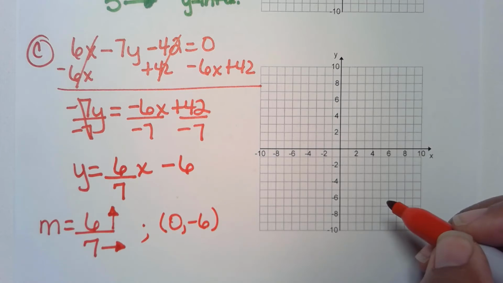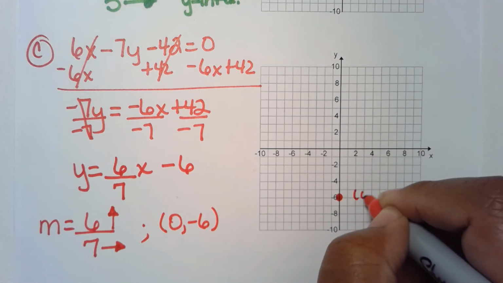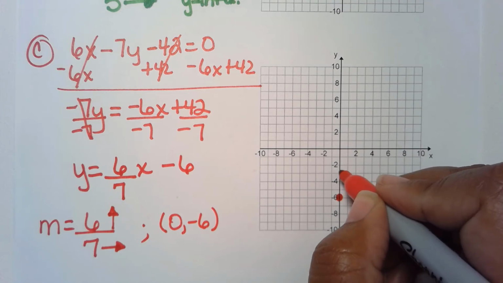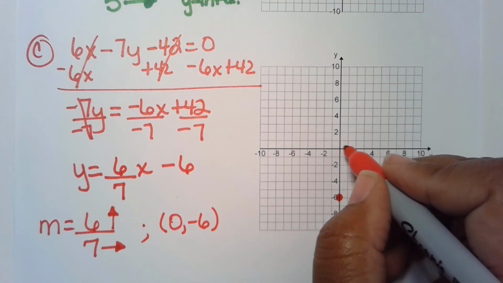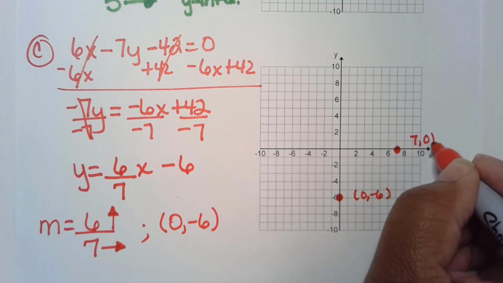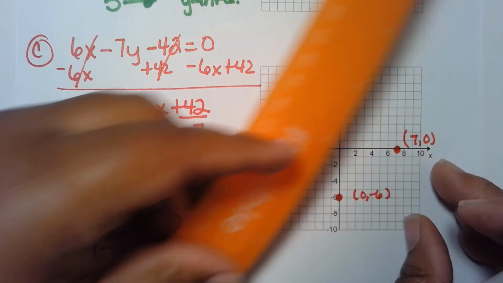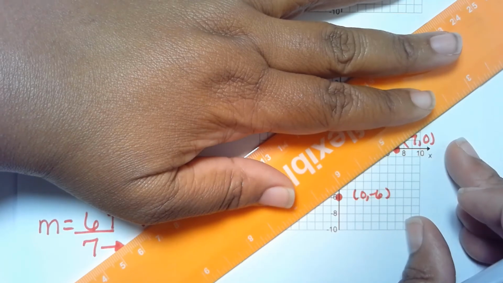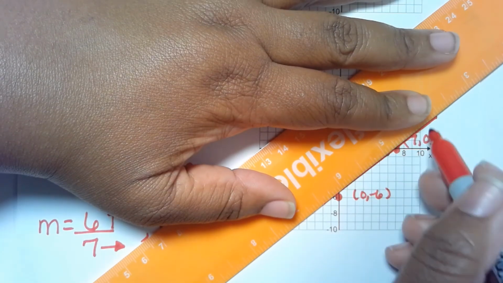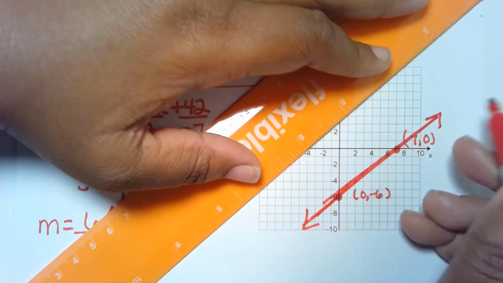So let's graph it. Here's 0, negative 6. And then let's count up 6 units. 1, 2, 3, 4, 5, 6, and run 7. 1, 2, 3, 4, 5, 6, 7. Our second point is at 7, 0. And let's connect. And there we go.